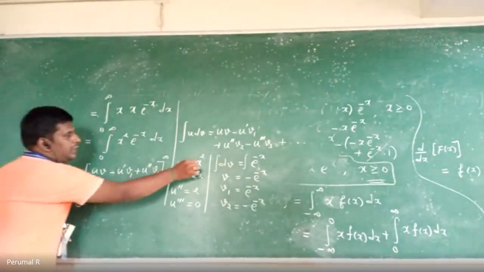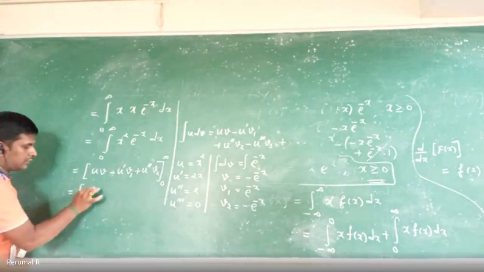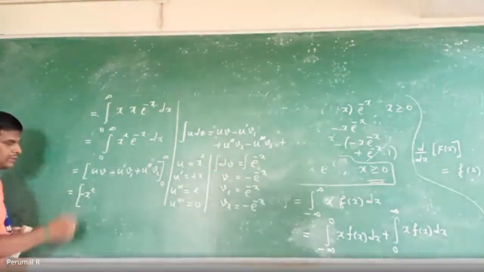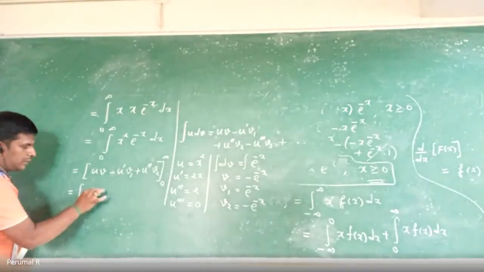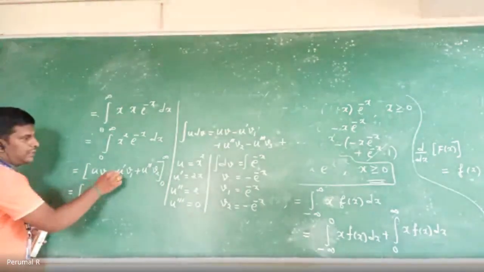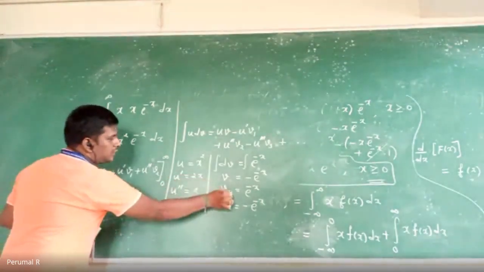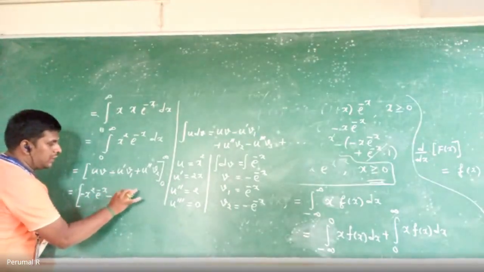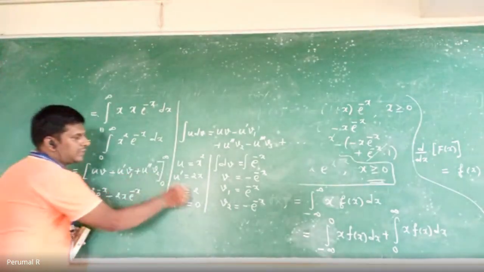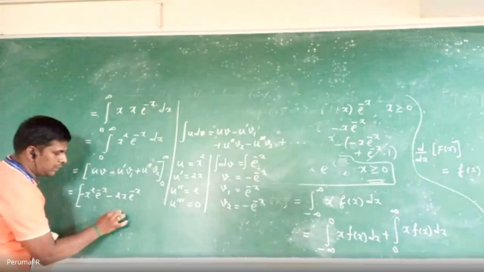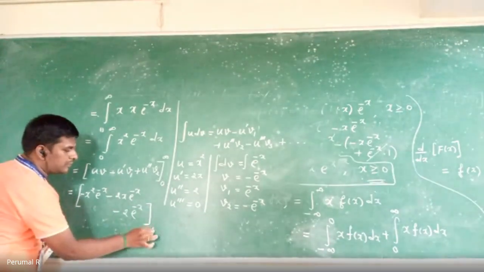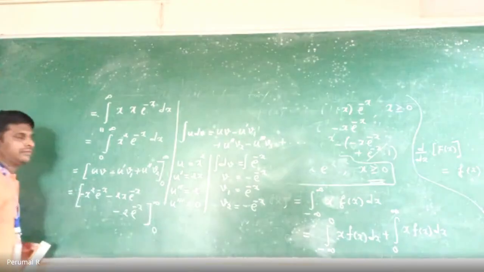Now you substitute. What is U? U equal to x square. What is V? Minus e power minus x. Therefore you get minus x square e power minus x, then minus U dash into V1, so minus 2x into e power minus x, plus U double dash into V2, again minus 2 e power minus x, with limits from 0 to infinity.